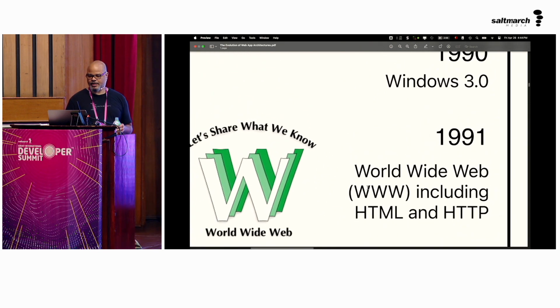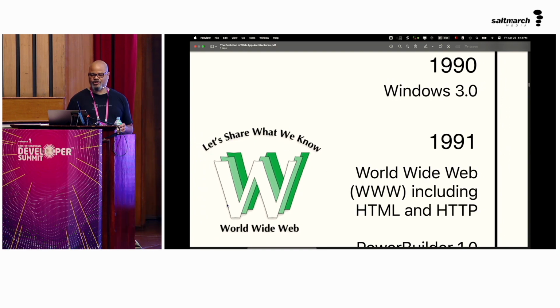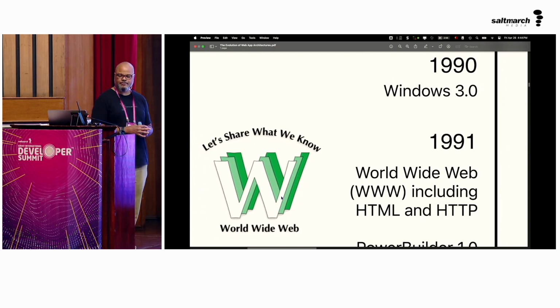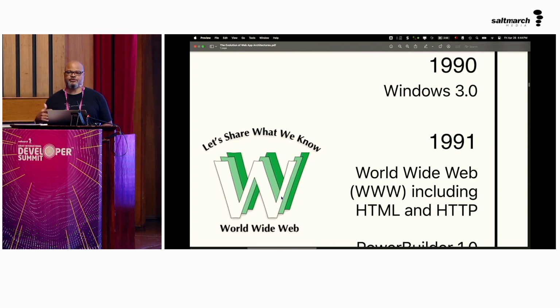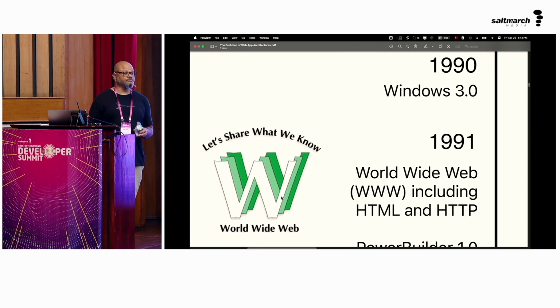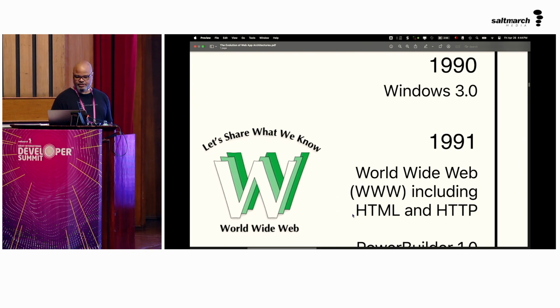All right. And this is actually the original logo for the World Wide Web. It was invented by Tim Berners-Lee at CERN in Switzerland, which was a research institution. And that's where HTML and HTTP came from. Those are sort of the two main things. And they wrote an initial version of the browser and the web server and everything.